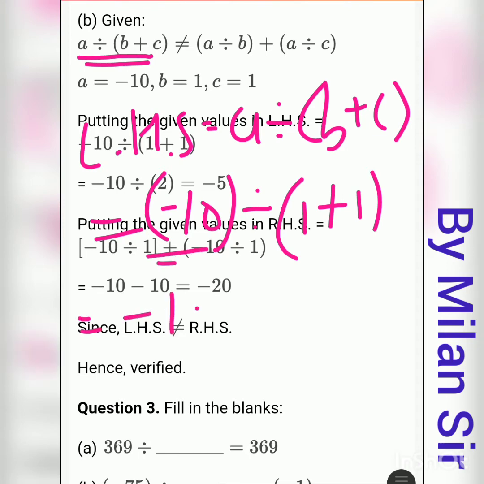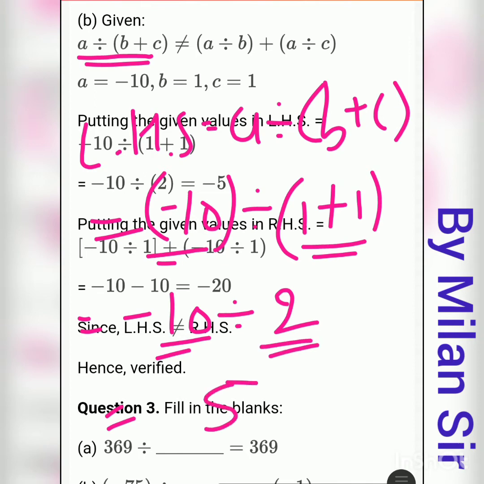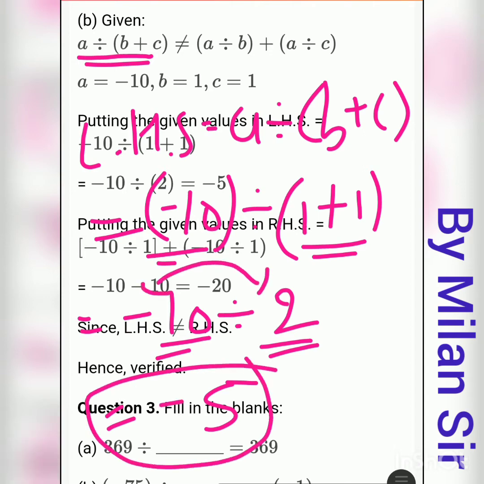Here we have -10 divided by (1 plus 1). First of all, we need to solve this bracket. So 1 plus 1 is 2. Now finally, 10 divided by 2. 10 divided by 2 is 5, right? And here we have a negative sign and here a positive sign, so plus times minus gives minus. So the answer of the left hand side is equal to -5.